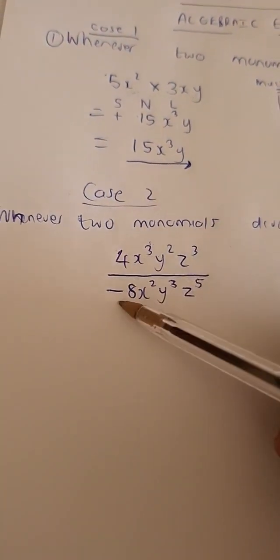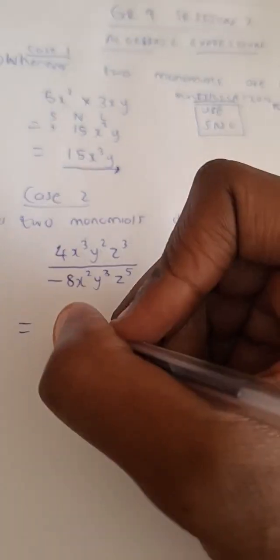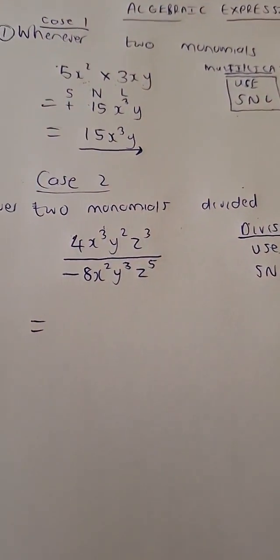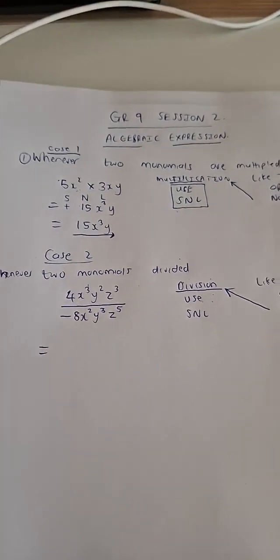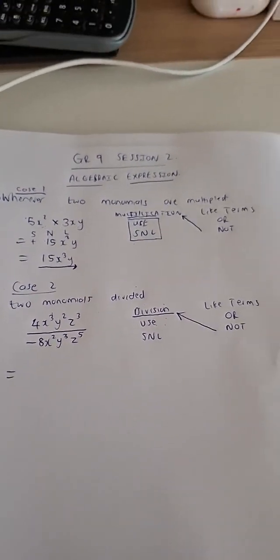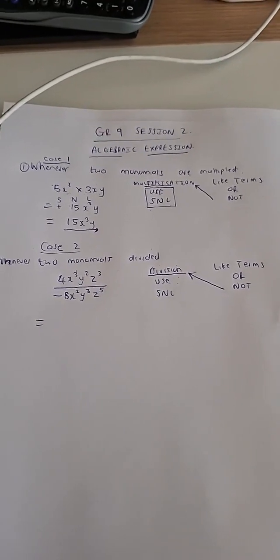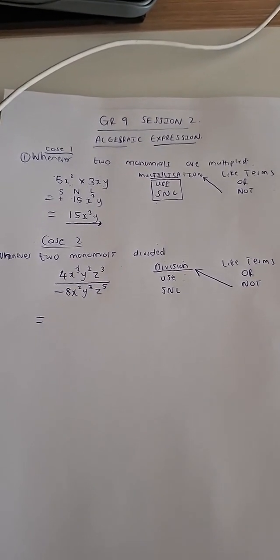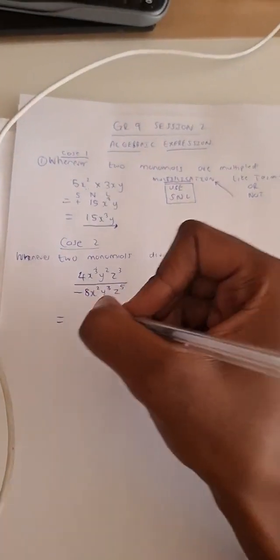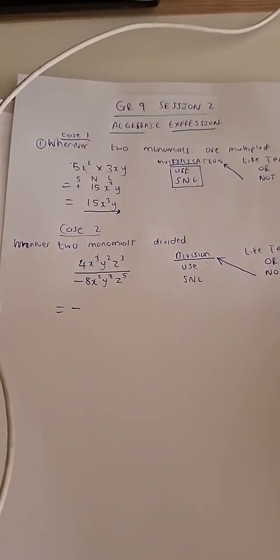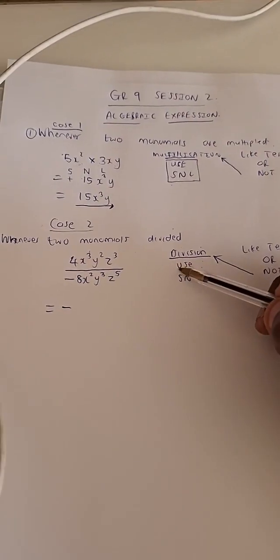So the sign: positive divided by negative, that gives us a what? Grade 9s. That gives us a beautiful sign. So a positive divided by negative gives us a negative. All right. Good. Then the sign is done.